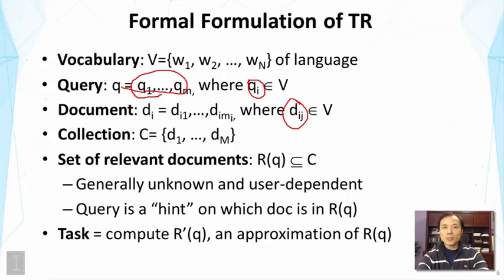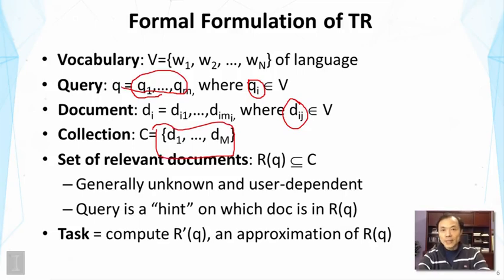Now typically the documents are much longer than queries, but there are also cases where the documents may be very short. So you can think about what might be an example of that case. I hope you can think of Twitter search, right? Tweets are very short. But in general, documents are longer than the queries. Now, then we have a collection of documents. And this collection can be very large. So think about the web, it could be very large.